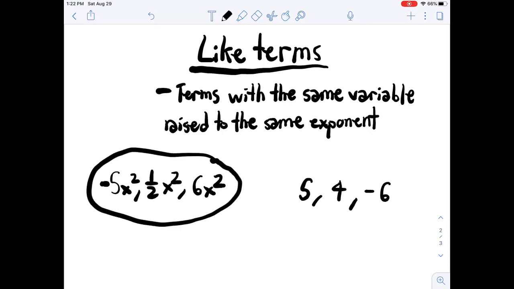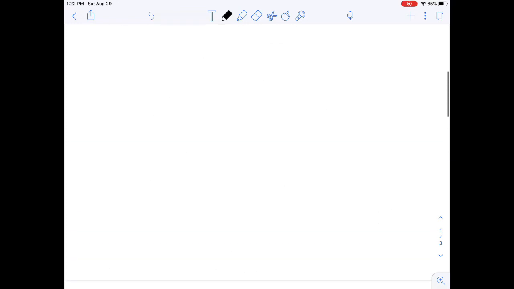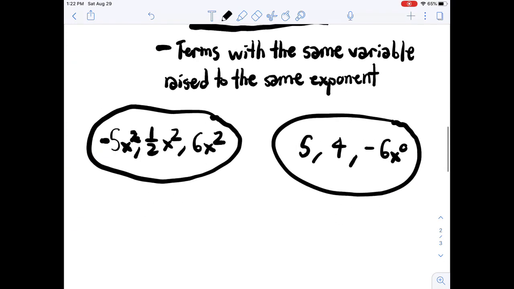So, right over here, all these monomials have the variable x, and on all three terms, the exponent on the x is 2. And in the second example, you can't see the variables. You can think of each of these three numbers multiplied by x to the power of 0, because that just equals 1. And so they all have the variable x to the power of 0 in this case.